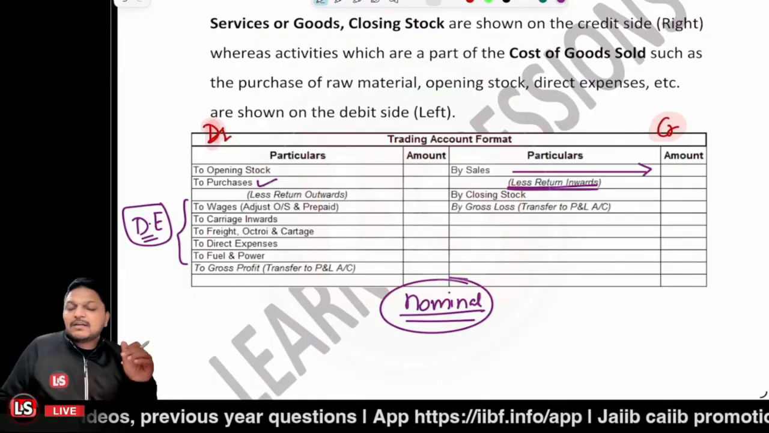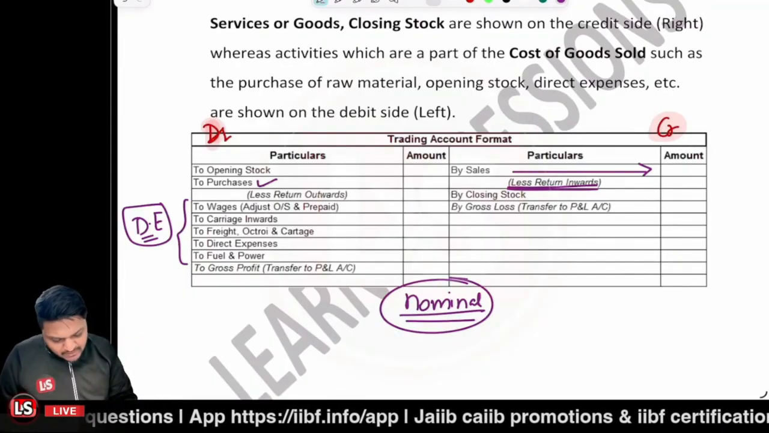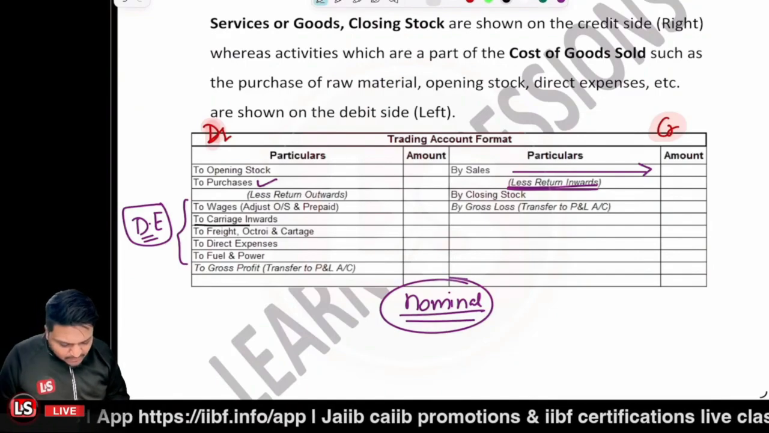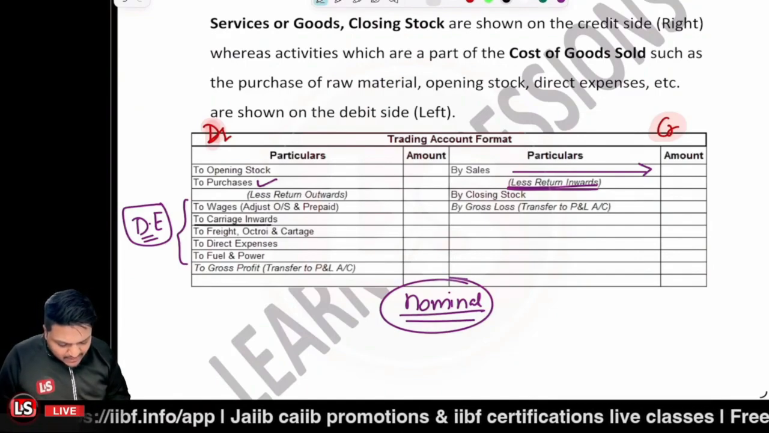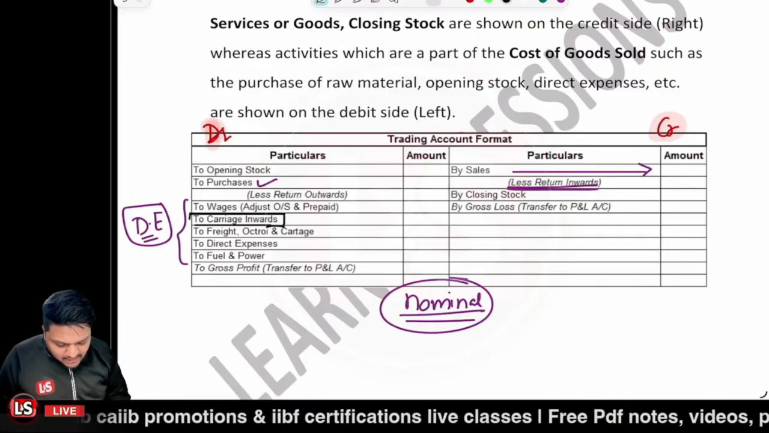Like the inward carriage, the carriage inward. This is specifically mentioned over here. Why is it mentioned? Because it is carriage inward. Now, is carriage inward a direct expense or an indirect expense?